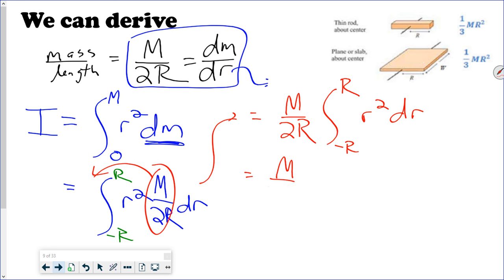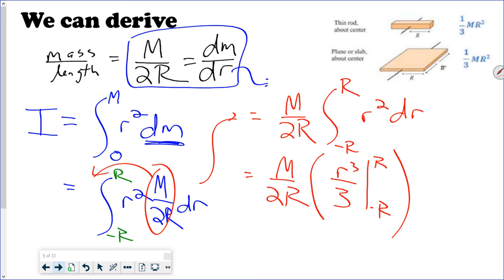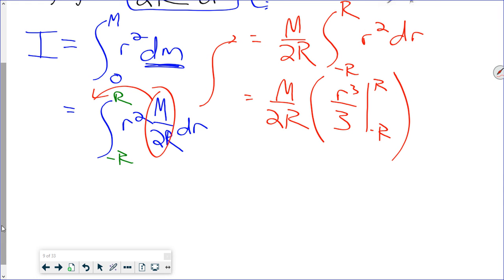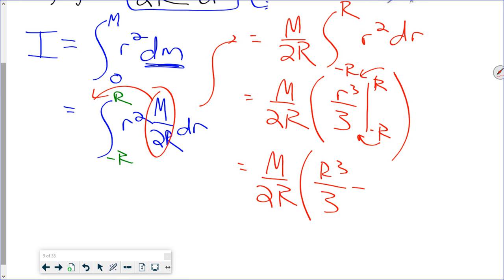So this is m over 2r times r cubed over 3 evaluated at negative r and evaluated at r. Okay? And that becomes, well, m over 2r times, let's see, I gotta do final minus initial. So I'm gonna plug in r, and then I'm gonna plug in negative r and subtract. So I'm gonna get r cubed over 3 minus negative r cubed over 3. So the minus and negative just becomes plus.